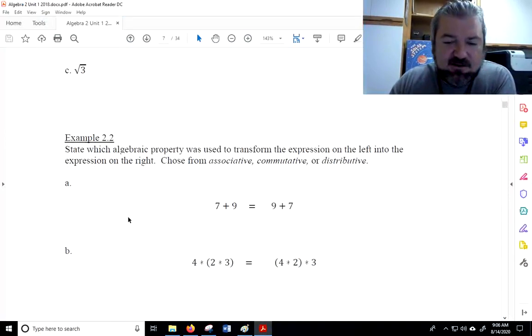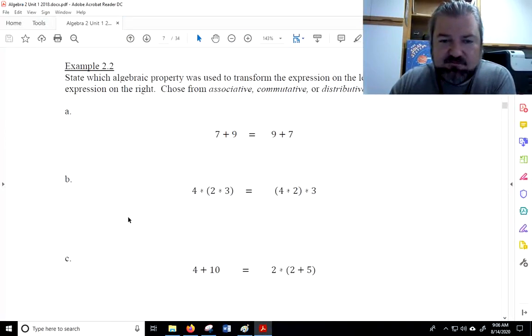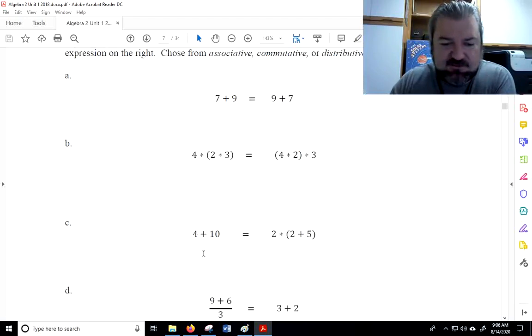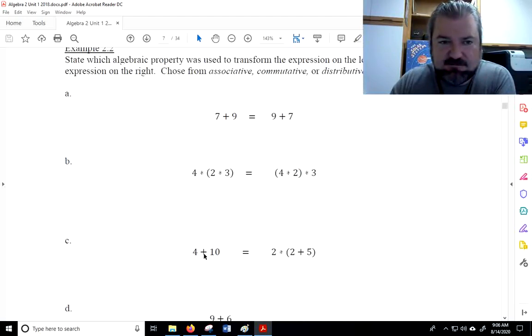Let's take a look at our next problems. Okay, we have some examples to do here together, so let's get started with that. We're going to state which algebraic property was used to transform the expression on the left into the expression on the right. We can choose from associative, commutative, or distributive.